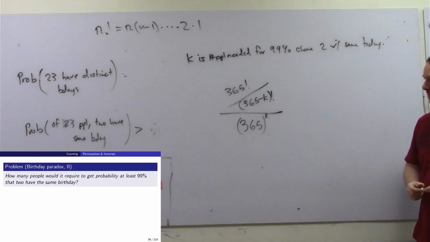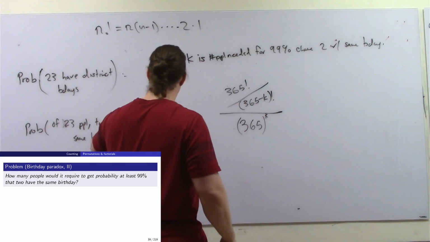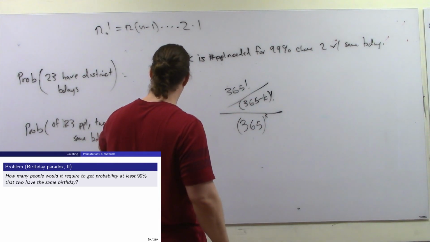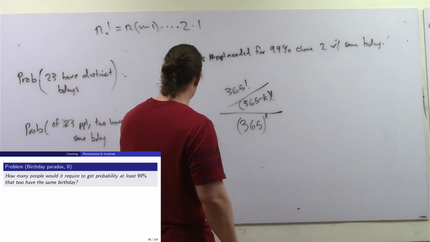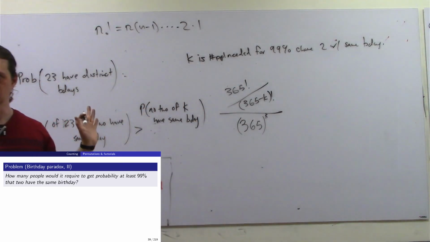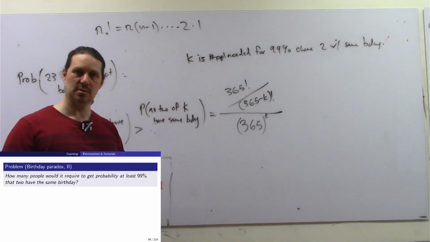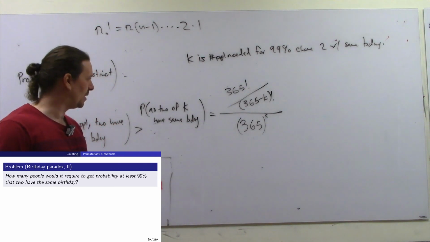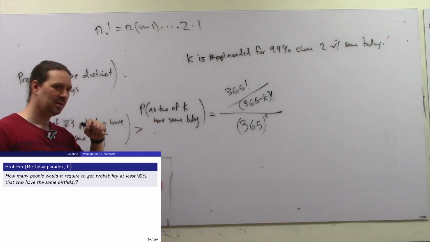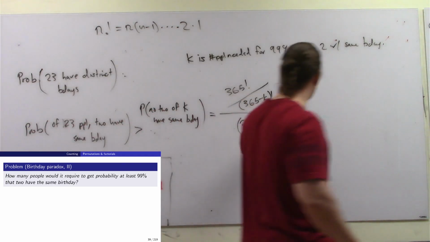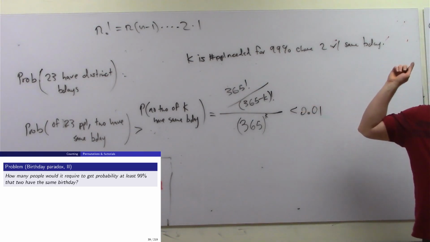So this quantity here, okay? This is the probability no 2 of k have the same birthday. In other words, this is the probability all k have distinct birthdays. It's another way of putting it. It equals this. What would I desire this to be in order to answer my question? I want 2 to have the same birthday, so I want this to be unlikely. I want all k people having distinct birthdays to be unlikely. Right? So I want this to go down below 0.01. If there's a less than 1% chance of this happening, there's a 99% chance of the opposite happening.